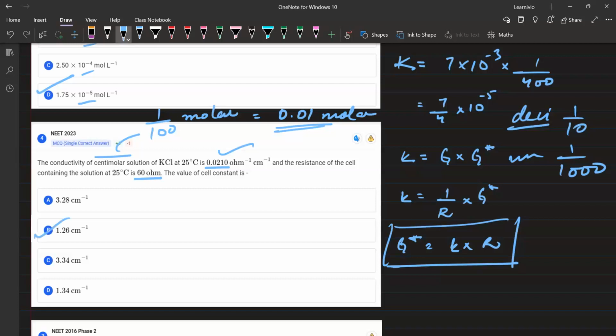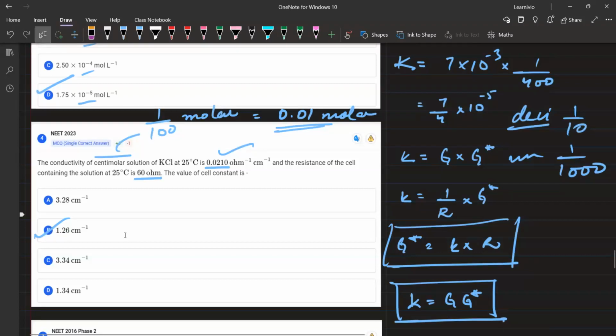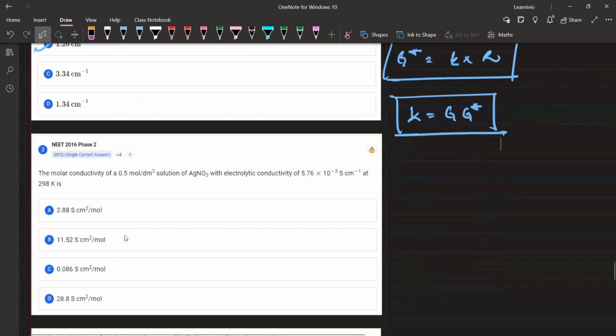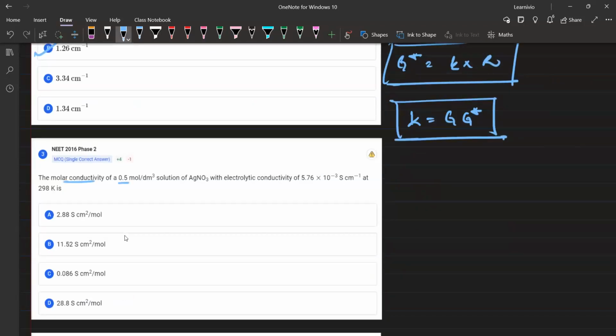I mean, if you multiply 2 and 60, 1 2 will come, 3 2 and the rest, there is nothing else. Remember this formula, quite an easy formula. Conductivity is equal to conductance into cell constant, G into G star. Okay, let's move on. This is the molar conductivity of 0.5 moles per dm3. This is nothing but 0.5 moles per liter. So 0.5 molar solution of HNO3 with electrolytic conductivity kappa given to you at 290. They are asking lambda m. It is equal to kappa into 1000 divided by the molarity.